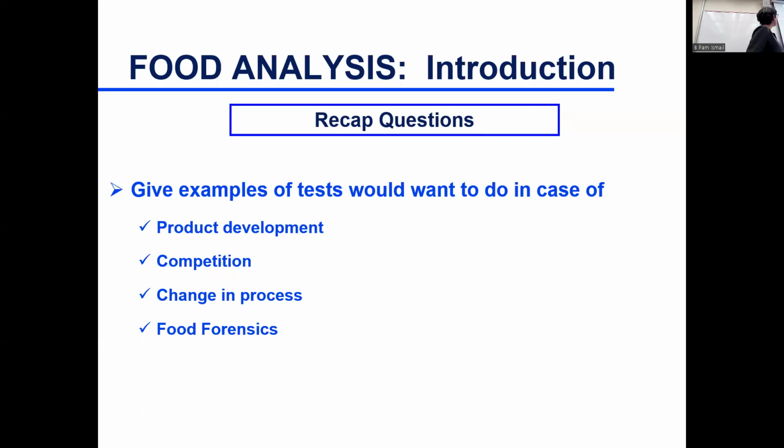Let's get started. I just want to do a little bit of recap from last lecture and move into nutrition label just after that. So let's try to remember some example tests we would do in case of a product development. If you think of the example I gave last time, changing butter to vegetable fat, do you remember any of the analysis we would need to do? I know it's Monday, but you guys can do it. Changing from butter, which is animal fat, to vegetable fat. What would you test for?